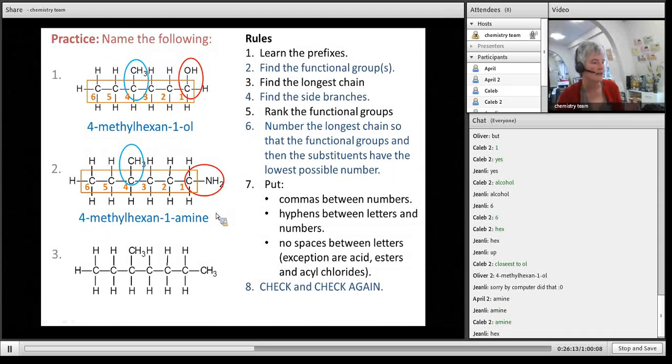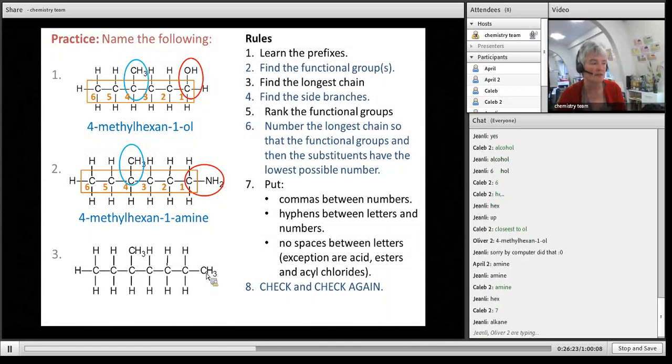Okay, and here's one now where I've taken the NH2 and I've replaced it with a CH3. So what sort of functional group have I got here? An alkane, and it's 7 now. Yes, so that was a trick. Well done, Caleb, for spotting that. Now I know I've got 7 carbons, so I know it's going to be heptane.